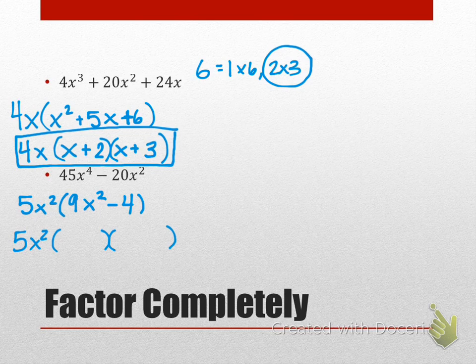So square root of 9 we said was 3. Square root of x squared was x. Square root of 4 was 2. And I know my signs here have to be what? Plus and minus. Now I've got my final answer.